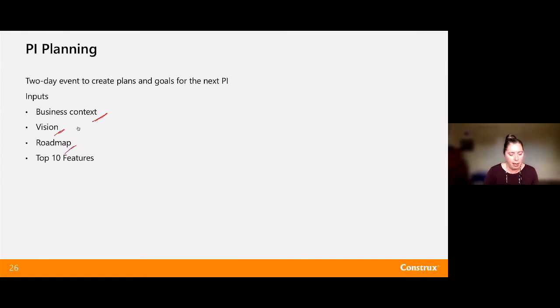We share the roadmap so that people know where we think we're going for more than just one PI at a time. People get a sense for, in the larger context, here's where we're going. And in this program increment, here are the top 10 features that we really plan to deliver in this upcoming PI. So those are all inputs.